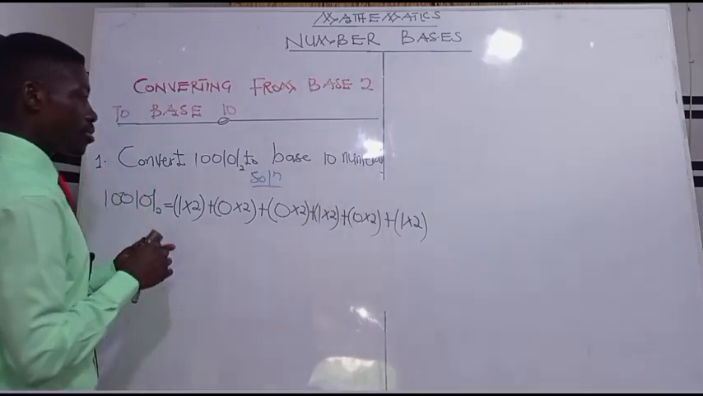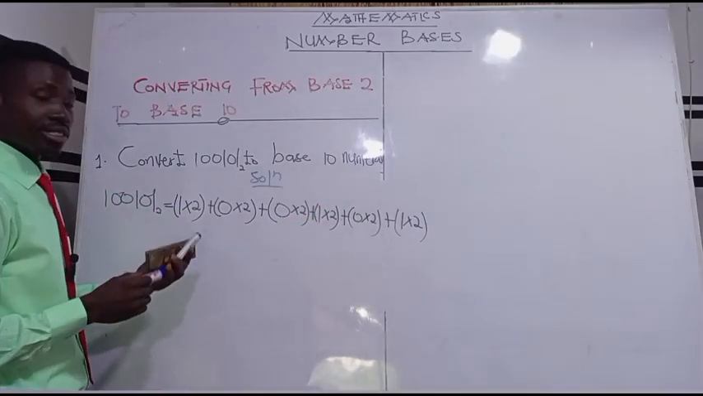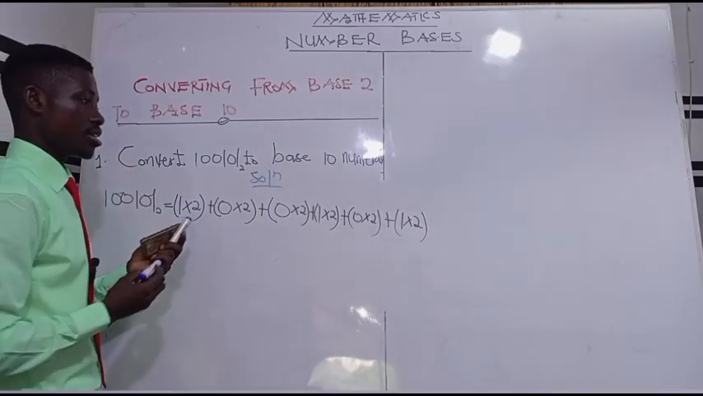So the next thing is we are going to start counting from the extreme right to the left. And the counting starts from where? 0. Good.